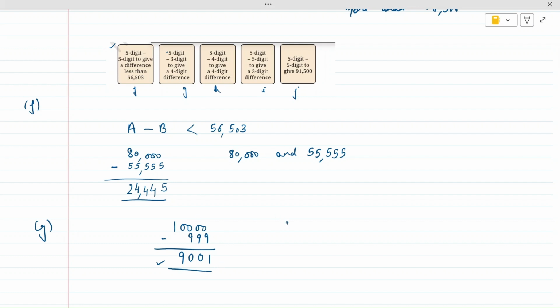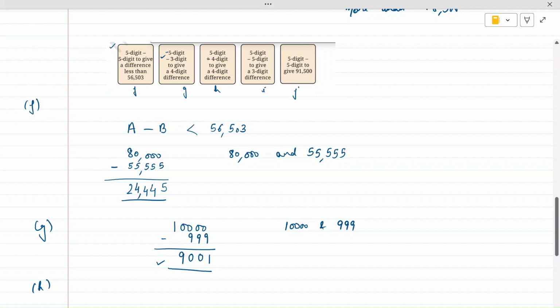Okay, so the numbers we took are 10,000 and 9,999, and we are getting a difference of 4 digit number here. So I hope this is clear. Now we will go to H part.